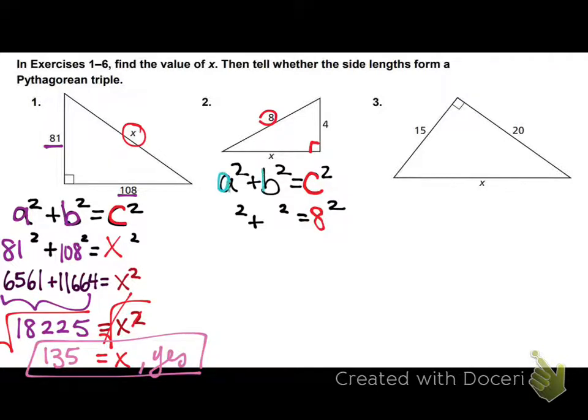All right, and then A and B are the legs, the ones that are attached to the right angle. So x and 4. Drop down my x squared. What is 4 squared? 4 times 4. 16. And then 8 times 8. 64. Subtract 16. 64 minus 16 is?